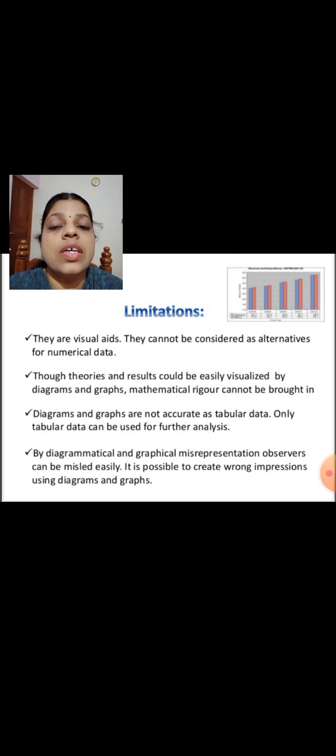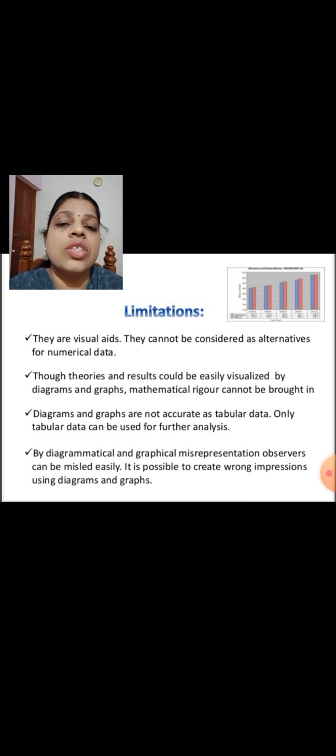In the same manner, there are some limitations also behind this diagrammatic representation. First of all, they are visual aids. They cannot be considered as alternatives for numerical data. So children, what does the first limitation mean? In the tabular form, we can express things in an exact manner through numericals. But here, these are all visual aids.